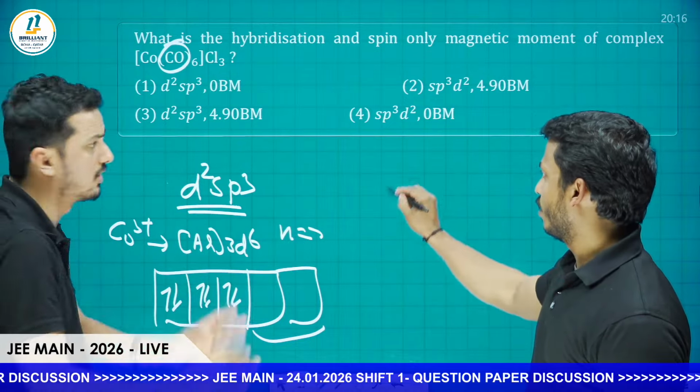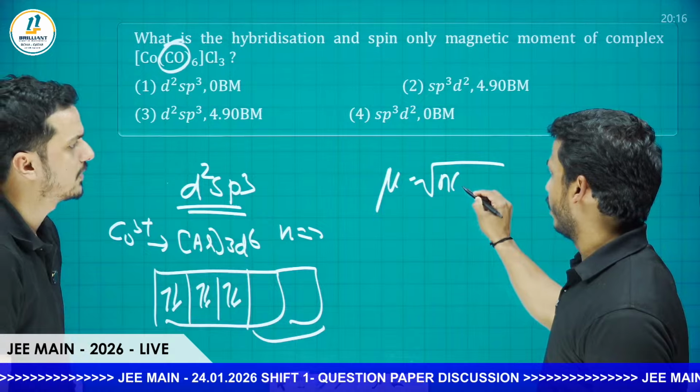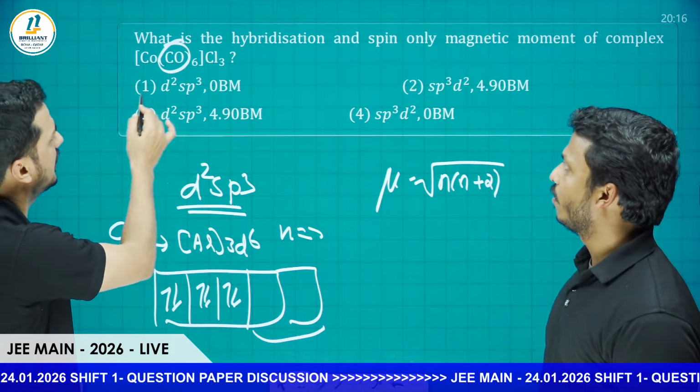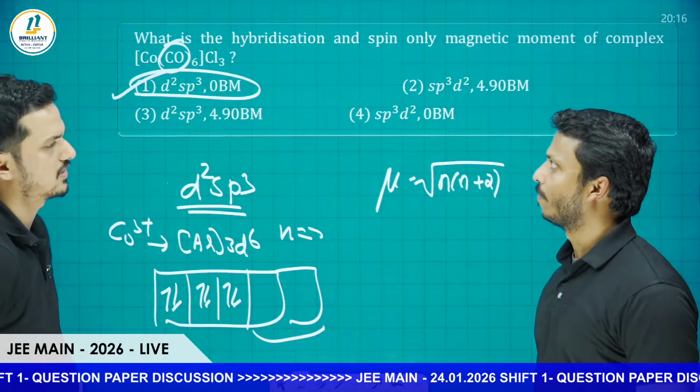n equal to 0 means magnetic moment equals 0. So the hybridization is d2sp3, right? Magnetic moment is root of n into n plus 2. n is 0, so the magnetic moment is 0 Bohr magneton. That's it.